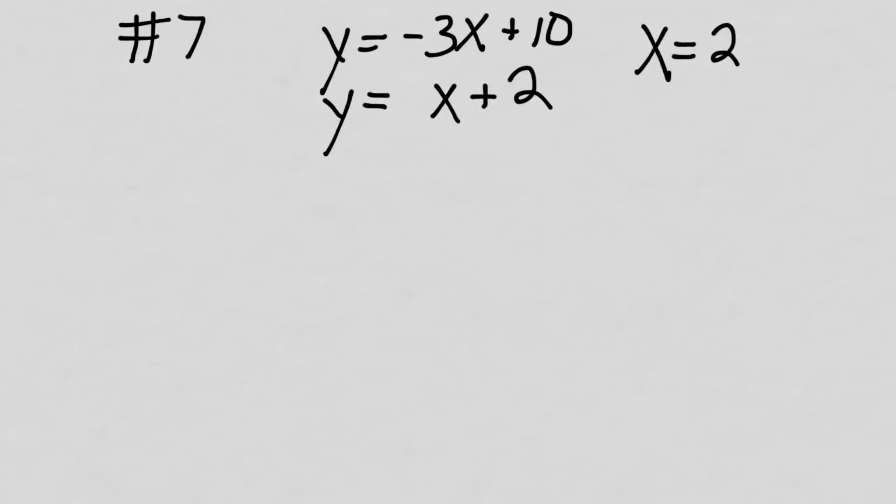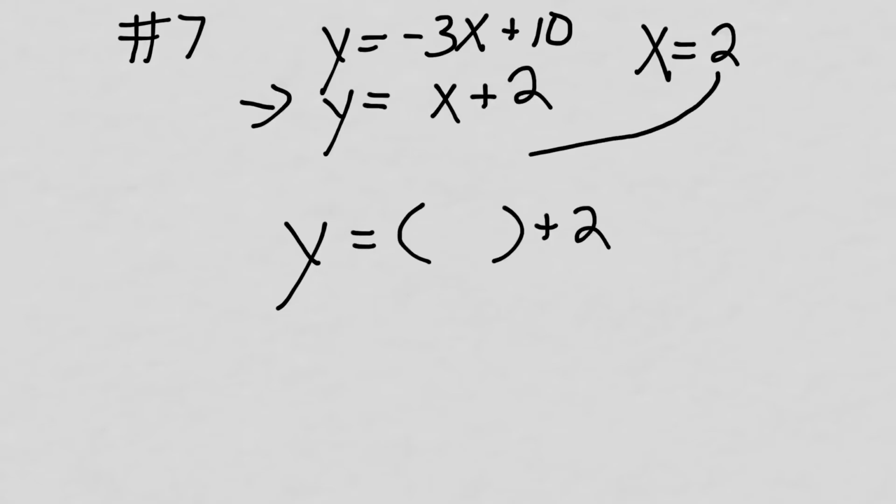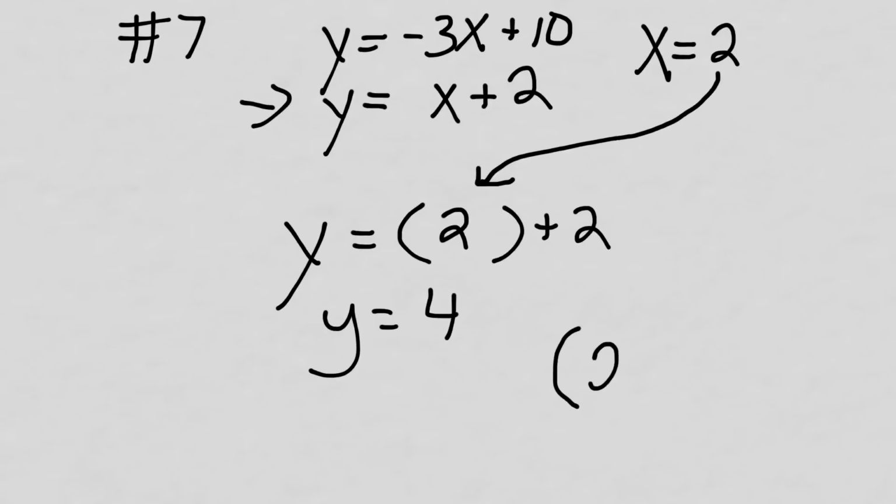All right. Now I want to just put the 2 back into one of these equations. It's obvious which one I want to use. I want to use the easier of the 2 equations. I want to use y equals x plus 2. I put the 2 in for the x and just solve. I get y equals 4. So that's my answer. X equals 2, y equals 4. You can also write it like this.